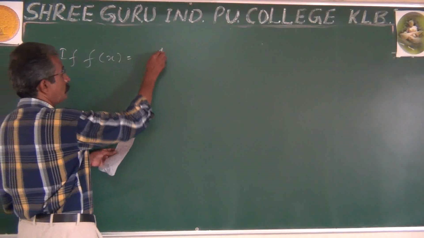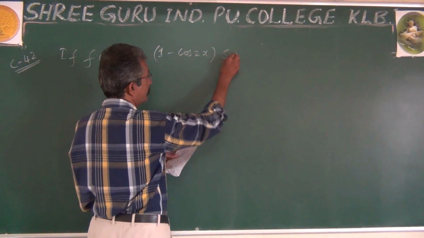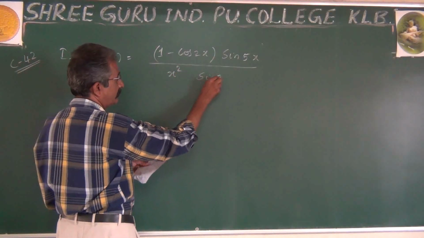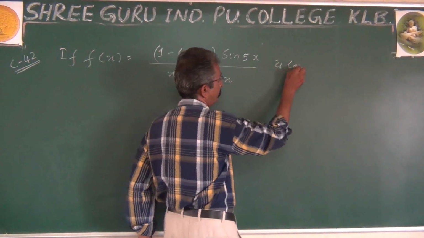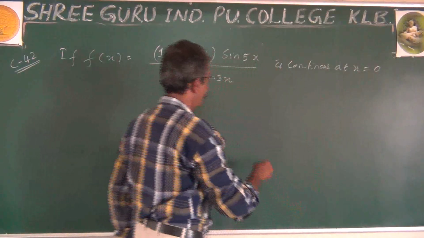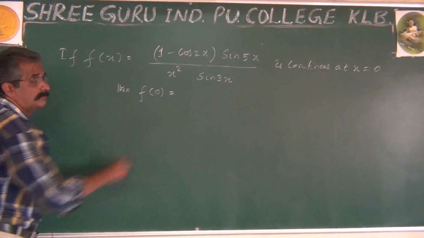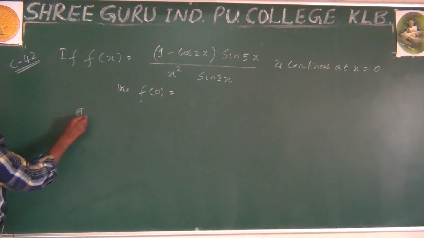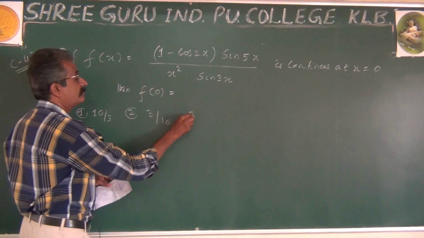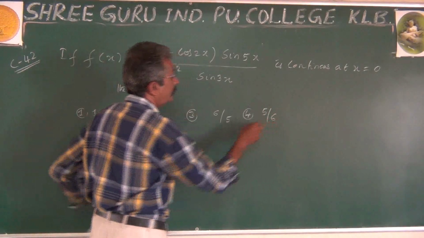If f of x equals (1 minus cos 2x) multiplied by sin 5x, whole divided by x square into sin 3x, is continuous at x equal to 0, then f of 0 equals: first option 10 divided by 3, second option 3 divided by 10, third option 6 divided by 5, fourth option 5 divided by 6.